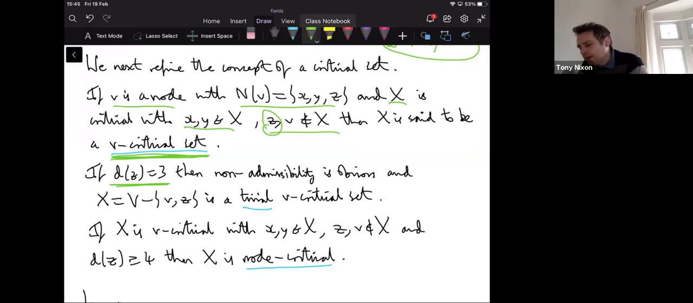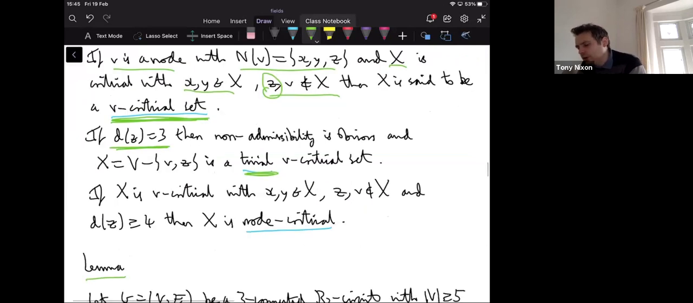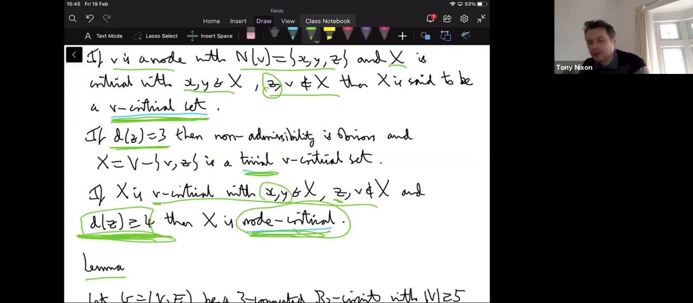So they're called trivial V-critical sets, and the sets we're really going to work on are node critical sets, which is a V-critical set such that the degree of z is at least 4. So I want to work on critical sets which are critical for some node, i.e. they contain two of the neighbors of a node, but not the third, and the third neighbor has degree at least 4.